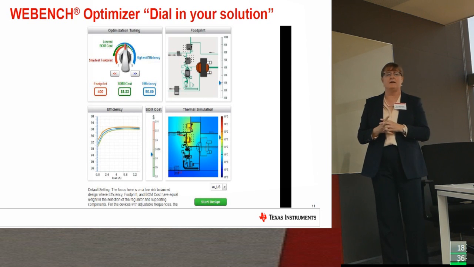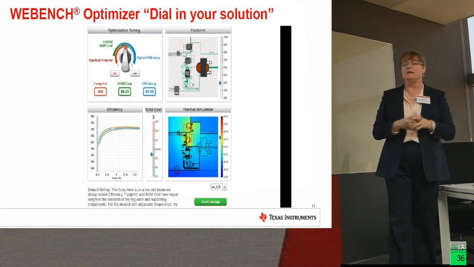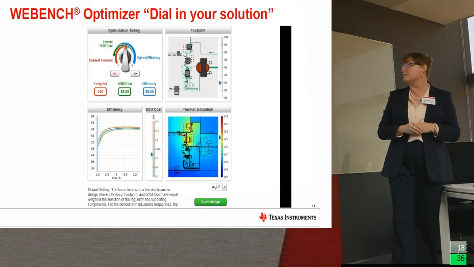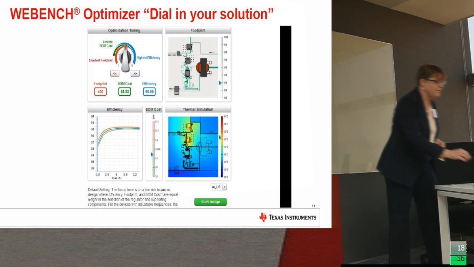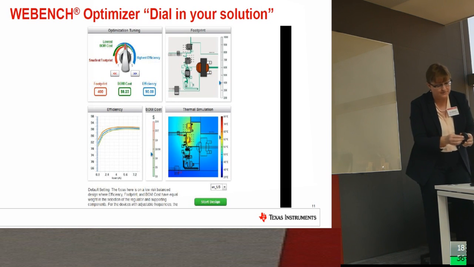So a designer can further optimize their design, and it will change the component selections in the schematic. So, for example, if I wanted to go towards the lowest cost, well, maybe I can't, maybe I have to have this in there.